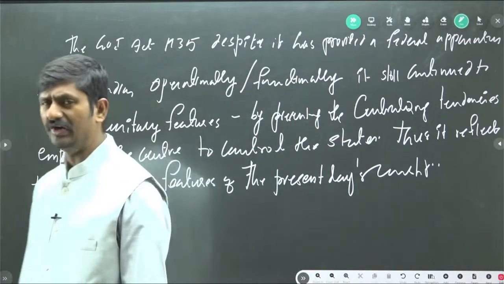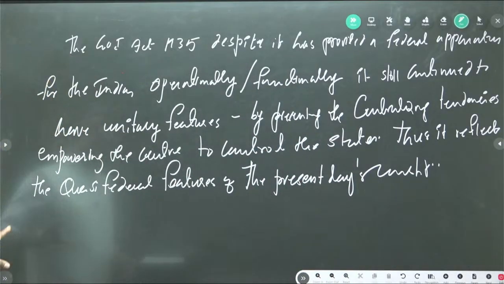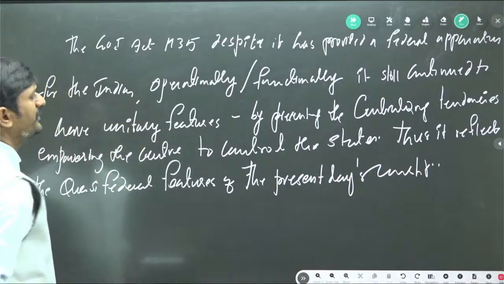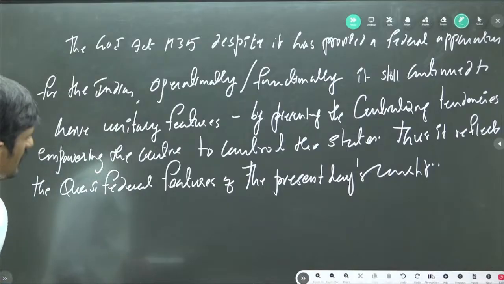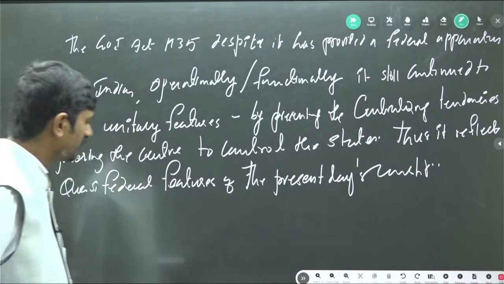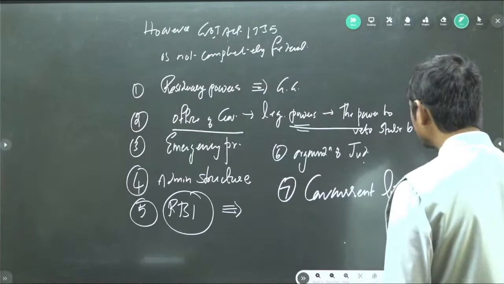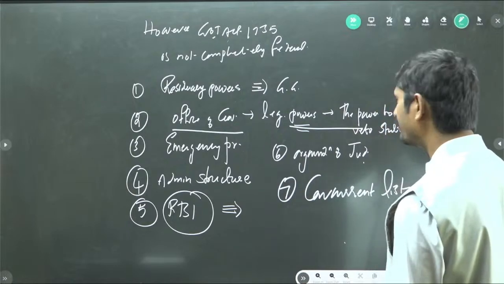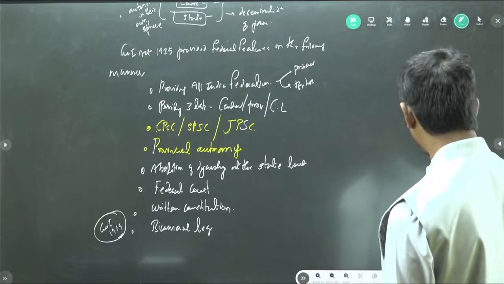So this is how we need to write the conclusion. Okay. So the Government of India Act of 1935, despite it has provided for federal apparatus for the Indian Constitution, for India, operationally or functionally, it still continued to have unitary features by presenting the centralizing tendencies, empowering the center to control the states. Thus, it reflects the quasi-federal features of the present day's constitution, right? So this is how we need to write the answer. So it is just a 10-mark question. So this information is sufficient. Okay, we don't require to write more than this.